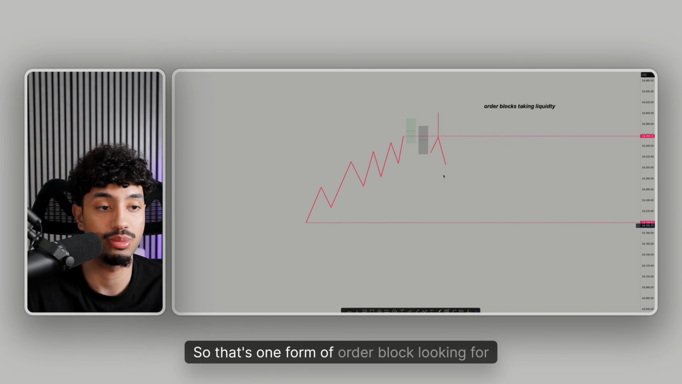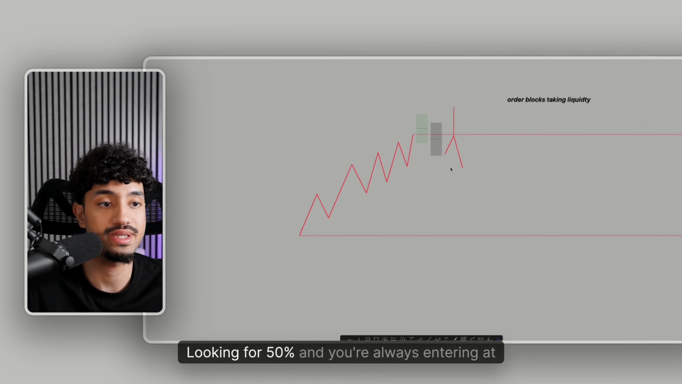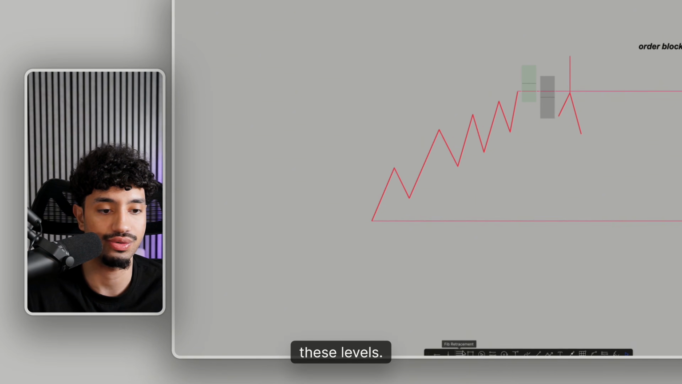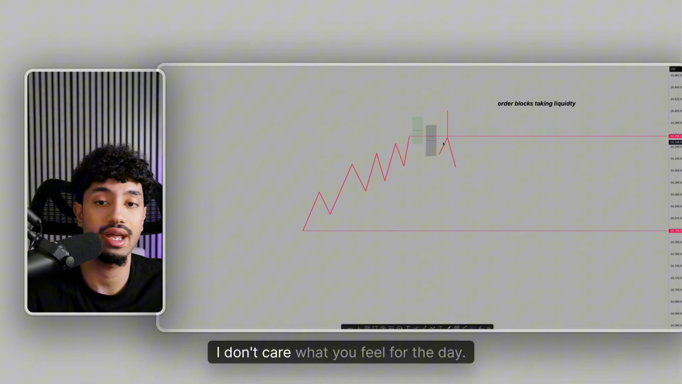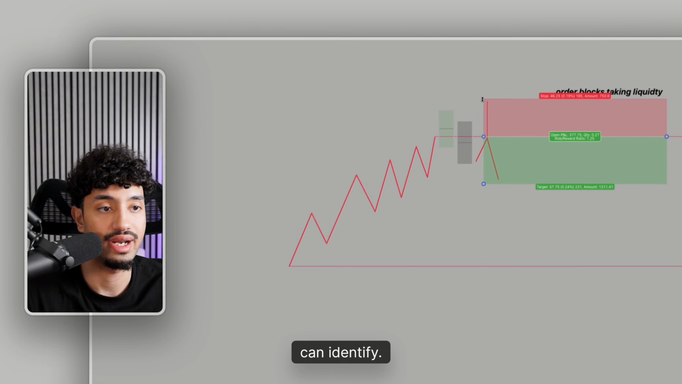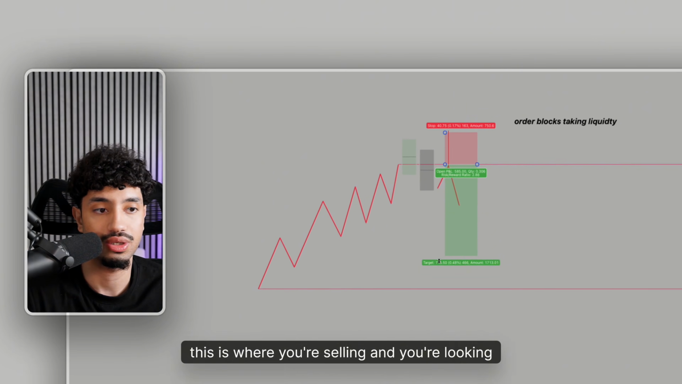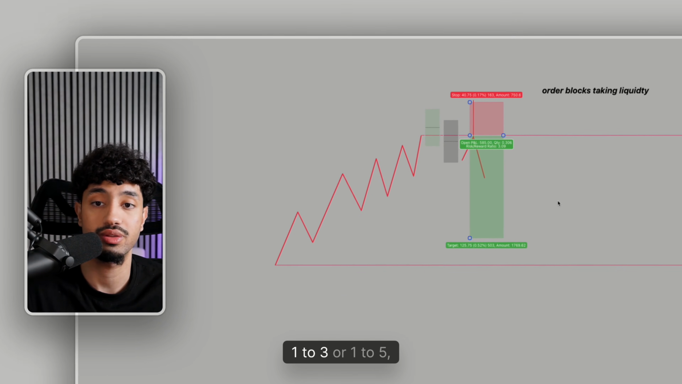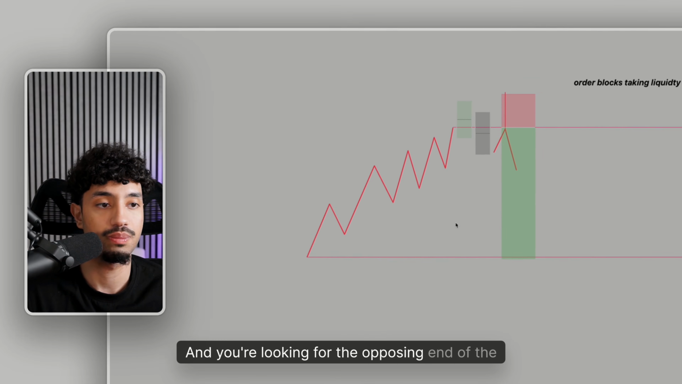So that's one form of order block, looking for liquidity to be taken, looking for 50%, and you're always entering at these levels. I don't care if you think the market's going to go higher. I don't care what you feel for the day. You need to trade what you can see and what you can identify. So here, once we trade away, this is where you're selling, and you're looking for a 1 to 2, 1 to 3, or 1 to 5, whatever your opportunity gives, and you're looking for the opposing end of the range.